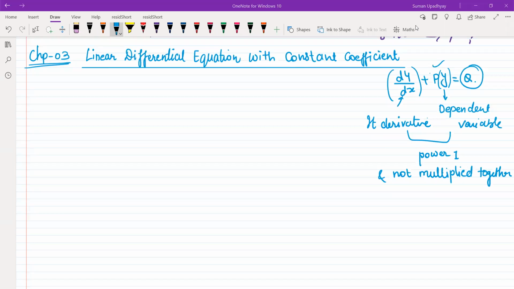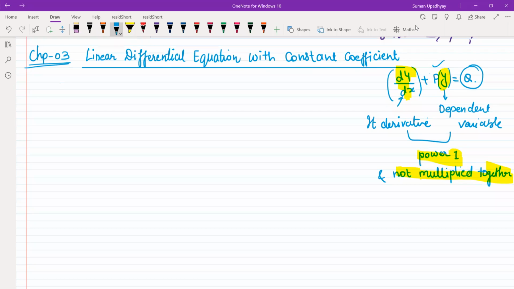As you all have understood, what is a linear differential equation? So what did I tell you? That when its dependent variable and its derivative both appear to be in power 1 and they are not multiplied together, then such differential equations are known as what? Linear differential equations. So what difference we are going to see under this chapter 3, let us see that.